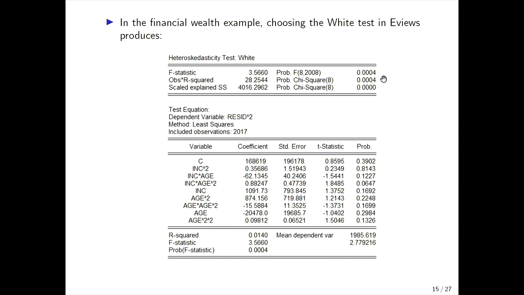So in both cases, the p-value is extremely small. So whether we use the F form of the White test or the R squared form, we massively reject the null hypothesis that the errors are homoskedastic. And again, in this example, whether we use the Breusch-Pagan test or the White test, we come to the same conclusion that the errors in our model are heteroskedastic.